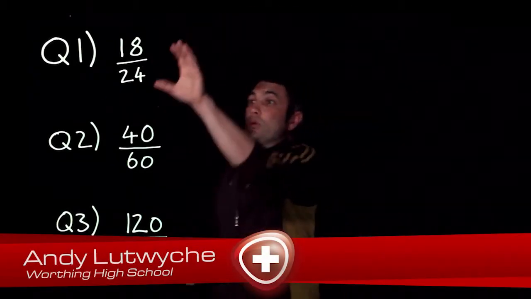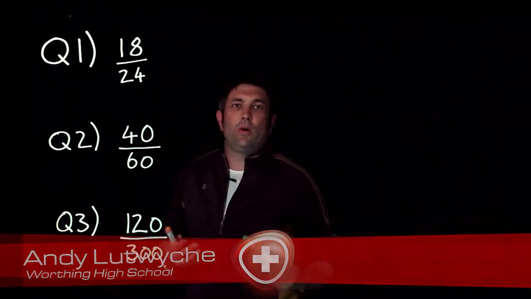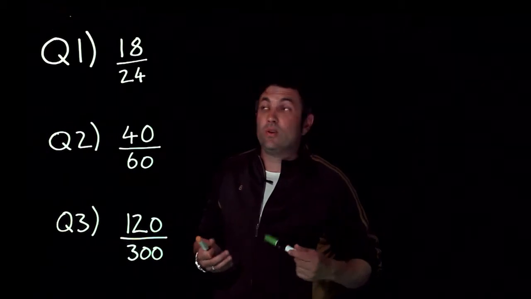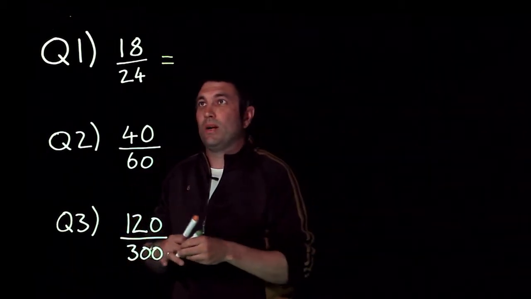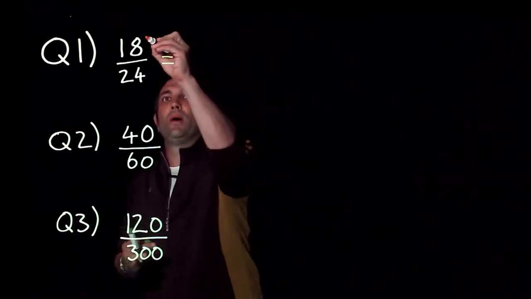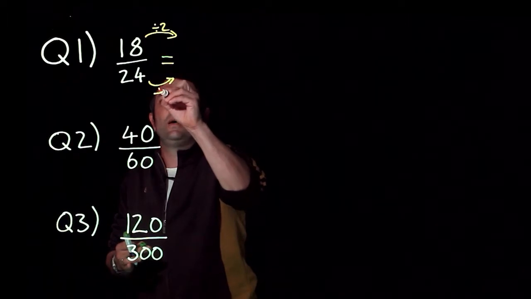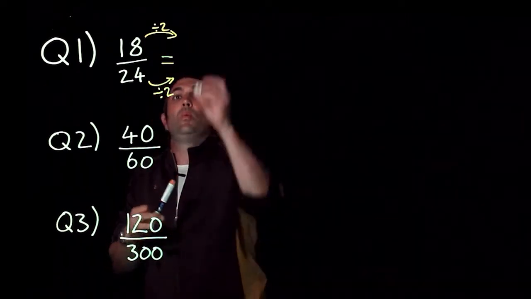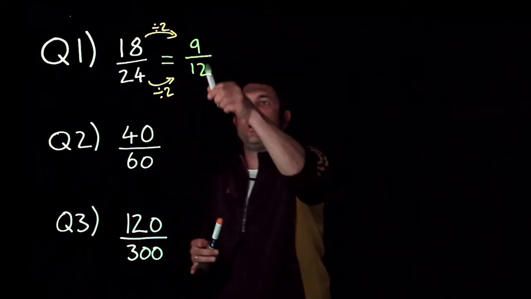Right, in these ones we're asked to simplify these fractions to their lowest terms. Now, what I often suggest is if they're both even, divide by 2, because we're going to be dividing top and bottom by the same amount. So 18 and 24 are both even, so I'm going to divide by 2 there, divide by 2 there, and we're going to get 9 out of 12. Okay, so 9/12 at the moment.